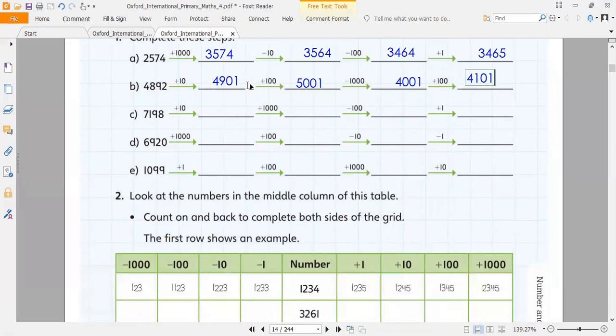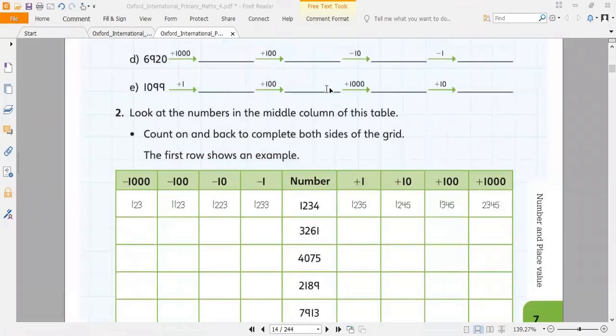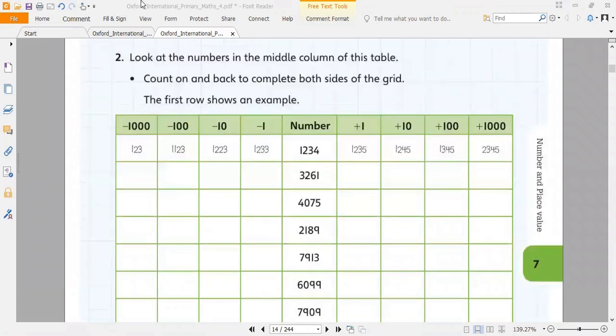Okay class, let's resume our recording. Here we look at the number in the middle column of the table and count on and back to complete both sides of the grid. The first row is, for example, known. Okay, the first is done, so we will do the second one.